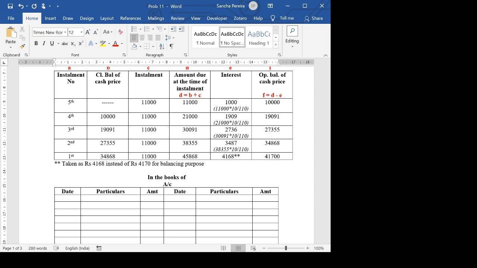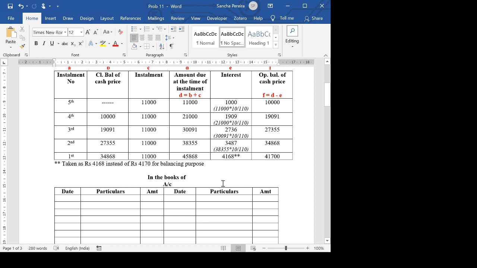Now, this round thing, this problem comes up only in certain problems. I'm going to do another problem where the installments are not equal. For example, 1 year it's 11,000, 1 year it's 13,000, 1 year it's 15,000. Now, if the installments are unequal, this problem doesn't arise. You get a round figure. Only when the installments are equal, this kind of problem arises. Is that clear? So, just remember that.